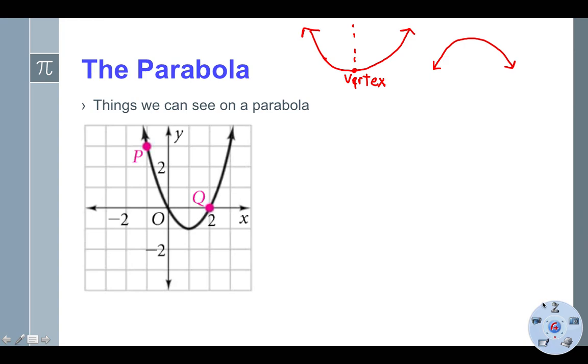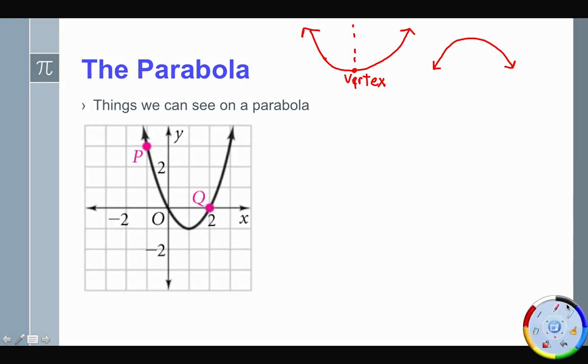One of the things that we can do is describe the vertex, or name the vertex. The vertex in this parabola is the lowest most point on this particular parabola, and it lies right there at the point (1, -1), because to get to the vertex, I have to go right 1, down 1 from the origin. Then, the point Q is the point (2, 0).